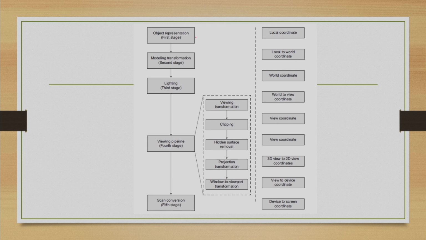And welcome to lecture number 17 in the course Computer Graphics. Currently, we are discussing the third stage of the graphics pipeline. We have already covered first two stages in our earlier lectures, and currently we are discussing the third stage, that is lighting or assigning color to the surface points of objects in a scene.